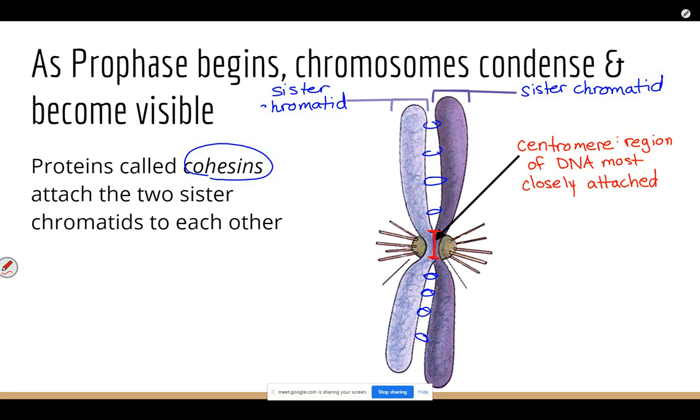Like I said, those cohesins do attach the sister chromatids along the length, but they are the most tightly and completely attached to each other in that centromere region, which sometimes is right in the middle, like in this picture. Sometimes the centromere is located a little further up or down on the chromosome. It's not always immediately in the middle, but it's often drawn that way.